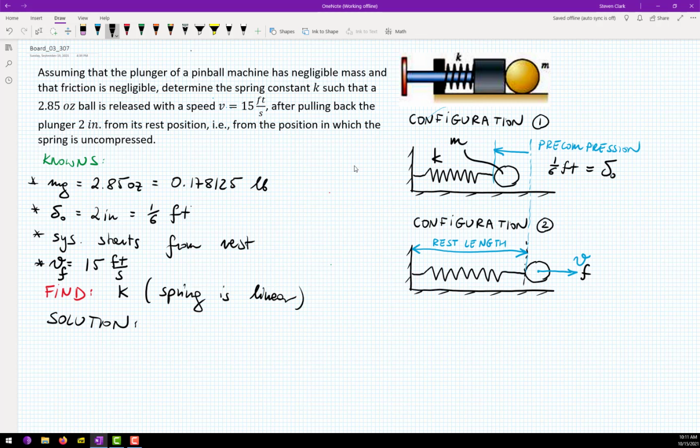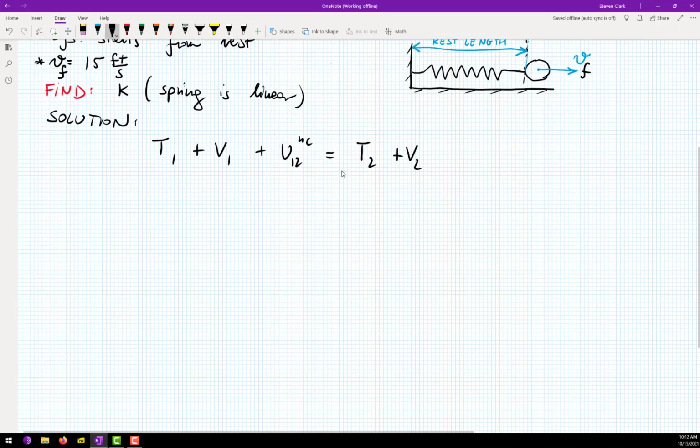Okay, solution steps. These methods also work not only on the exam, but also when you model systems outside of this course. But on the exam, please go for this recipe. Let's start with the first step: T1 plus V1 plus U12 non-conservative is equal to T2 plus V2. This is our first step, and you already have 1 point for that.